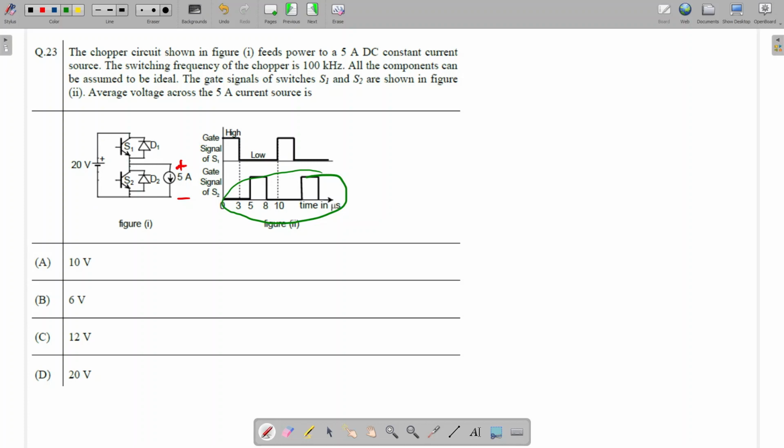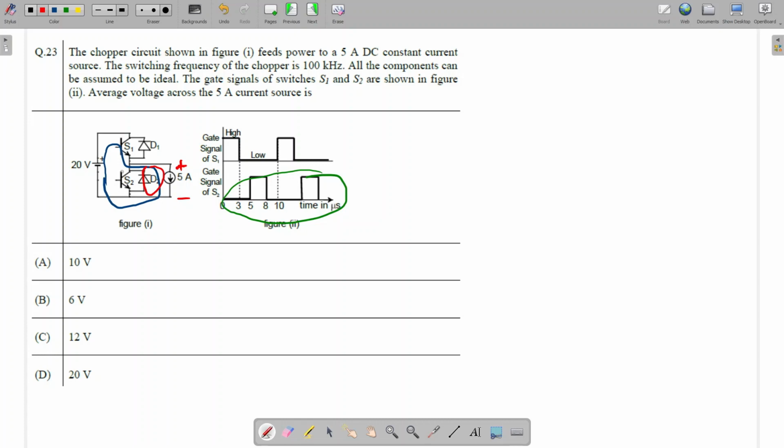In second case, when this switch will be off, this current needs a path. So since this switch will be off, this will not conduct and this diode also will not conduct. So what will this do? This will do a freewheeling through this D2. So first case, this is the path. Path will be like this. And second case, when this will be on or off, it doesn't matter. Second case, this current will flow like this.